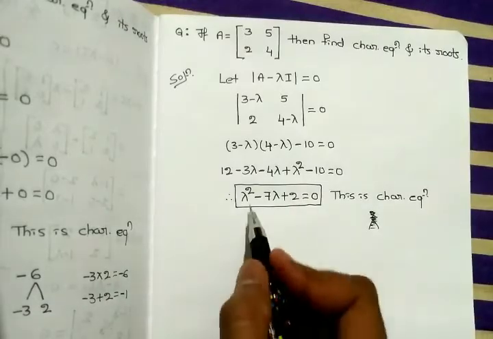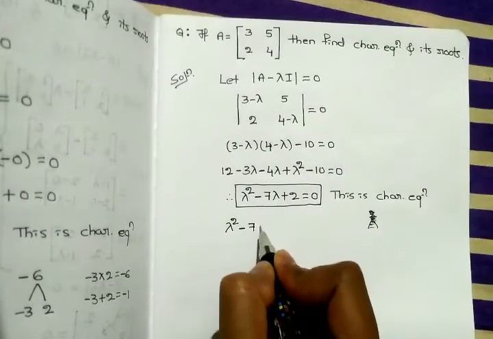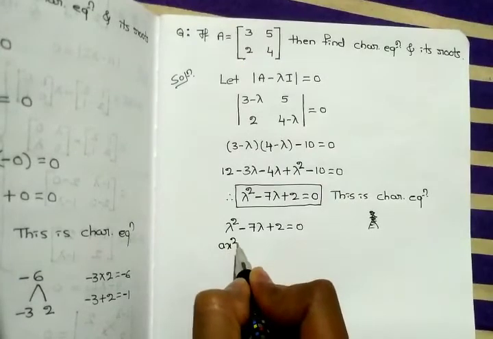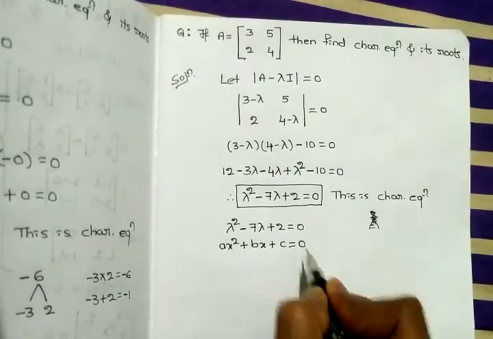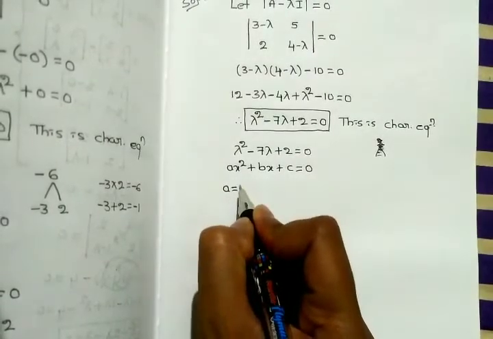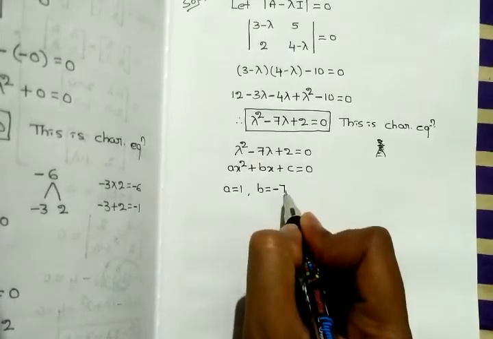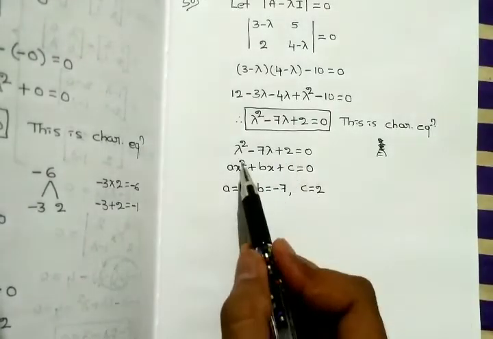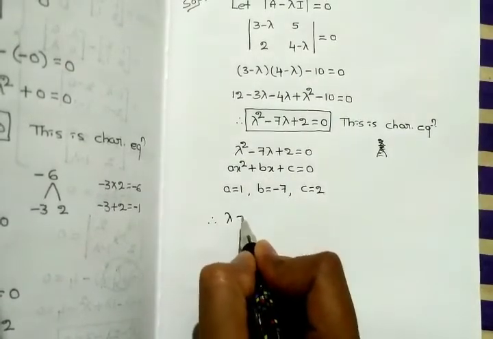You know that formula, correct? Therefore, first: lambda square minus 7 lambda plus 2 is equal to 0. It is of the form ax square plus bx plus c is equal to 0. The a value is always 1 here. b is equal to minus 7, considering the negative sign also, and c is equal to 2. Here we are not taking x, we are taking lambda.